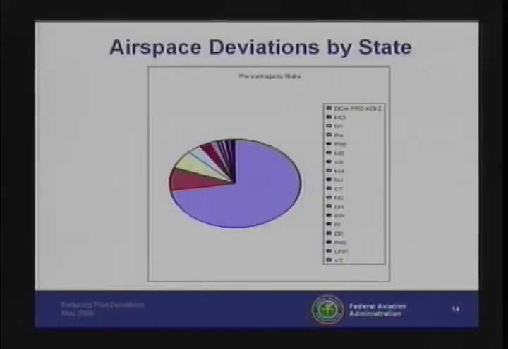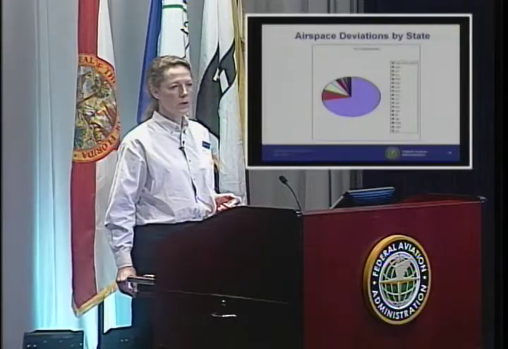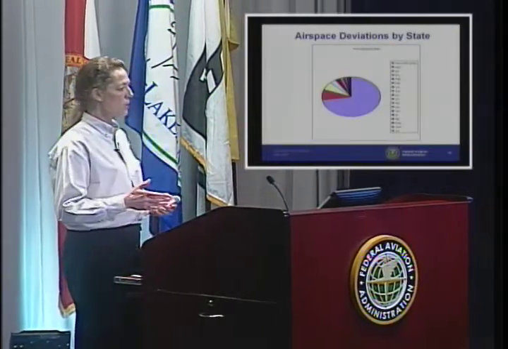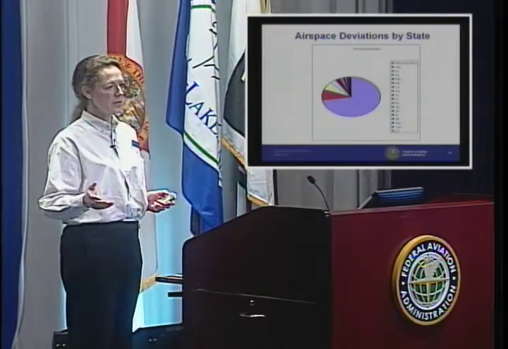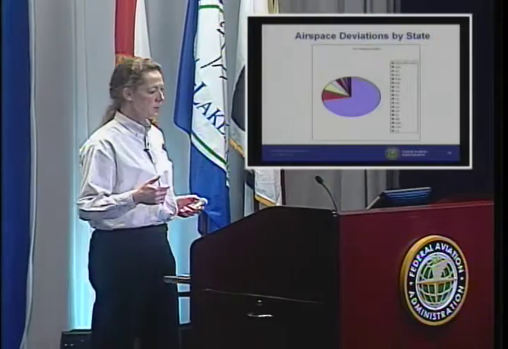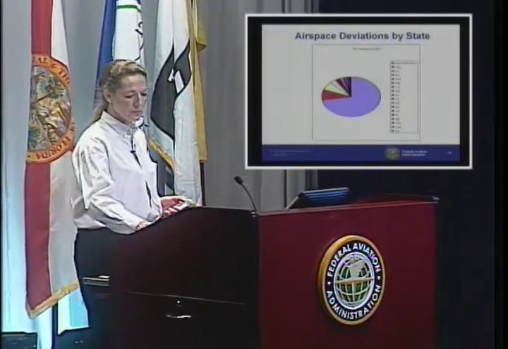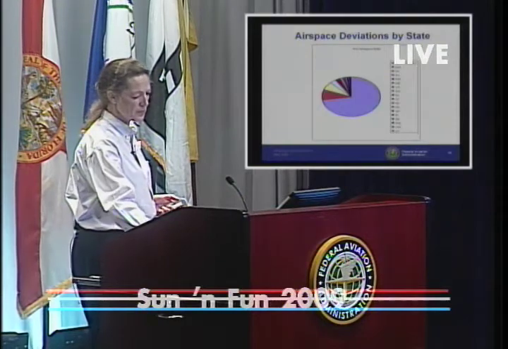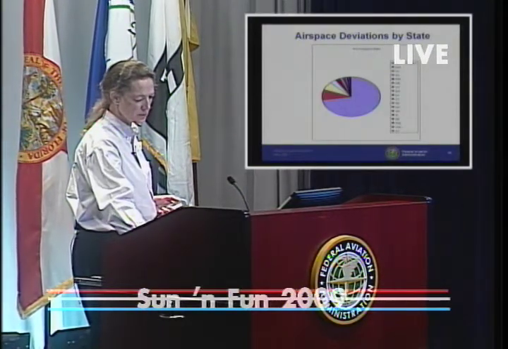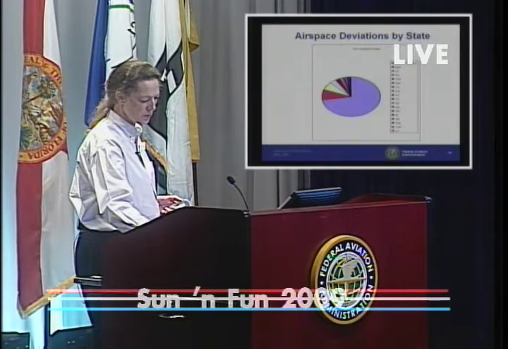This shows airspace deviations by state, and the Washington DC area has definitely incurred most of the pilot deviations. We're looking at 72% in the eastern region within Washington, D.C., and the other two states are New York and Maryland. Again, P-40 has had a number of pilot deviations in that airspace, and New York, which is fairly complex, followed up with the additional 15% of the pilot deviations in the eastern seaboard.